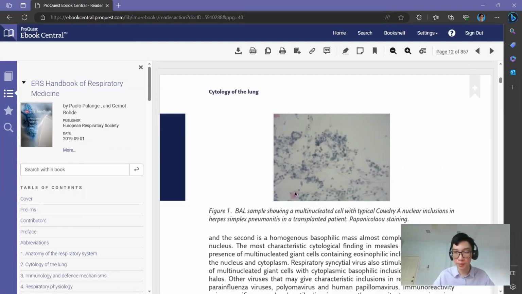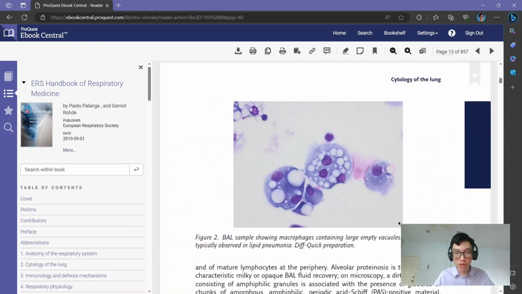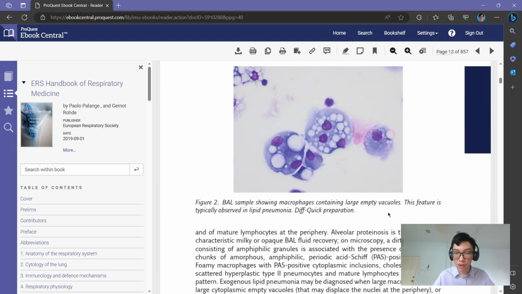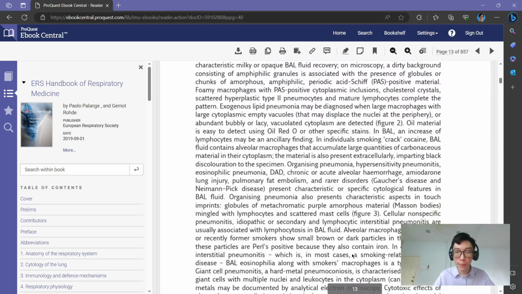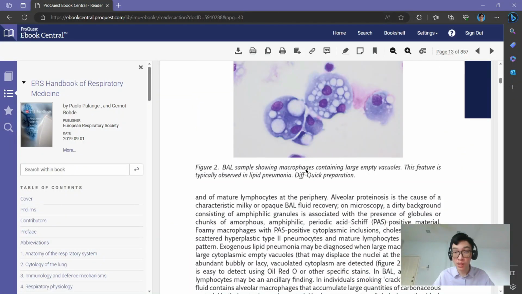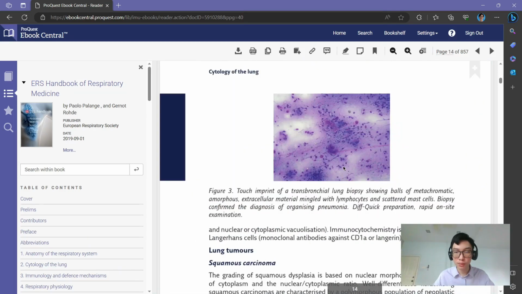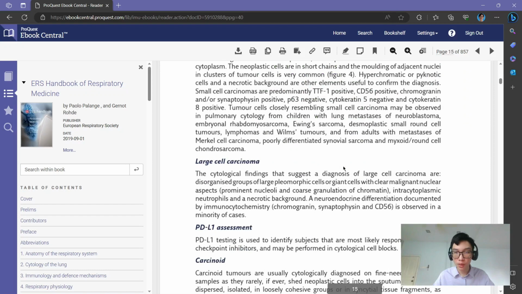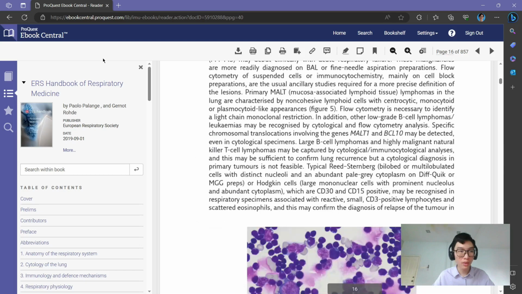Of course, you can't miss out the pictures, right? You got the figure 1, sample showing multinucleated cells, more cells, BAL samples showing macrophages containing large empty vacuoles. And they will tell you that this is also a lipid pneumonia. They will tell you the preparation they did. So this quick preparation is used for this sample. Let's go to another topic.